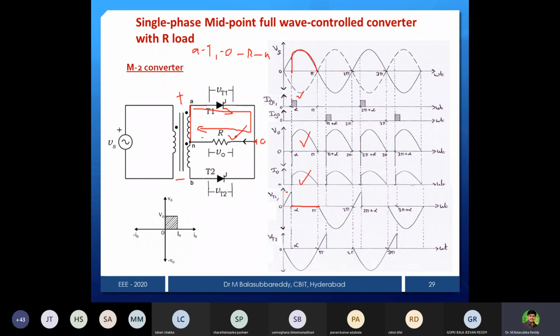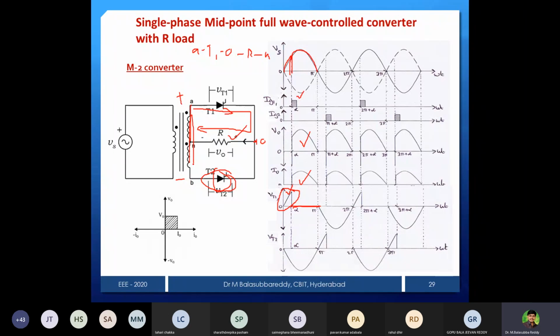That's why the voltage across thyristor 1 is the same as the source voltage. Source is a supply. This one you can represent as VT1. The rest portion will be 0. Then what about VT2? VT2 is open, no? Voltage across thyristor 2 is open. This is directly connected up here across the source.